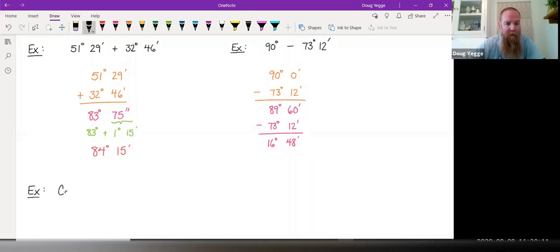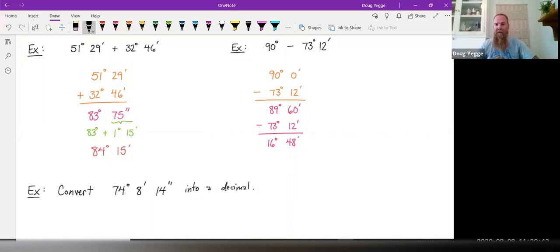Let's say we want to convert 74 degrees, 8 minutes, and 14 seconds into decimal form. Okay. So if we want to do this, then we just have to keep in mind how many minutes and seconds there are in a particular degree. So this answer is going to obviously be 74 point something degrees.